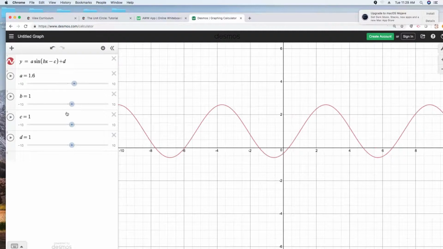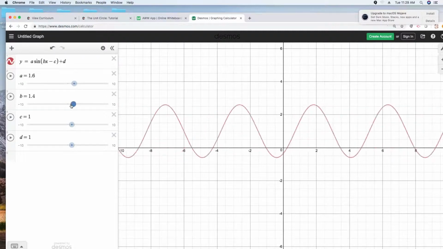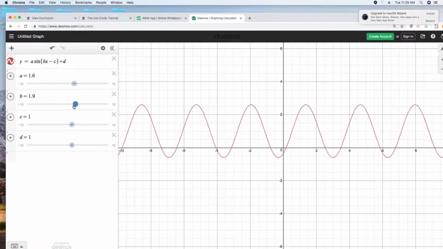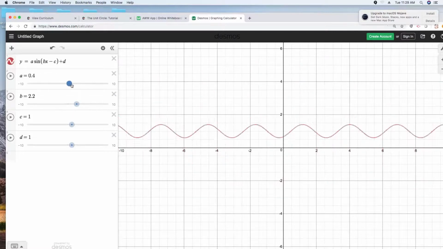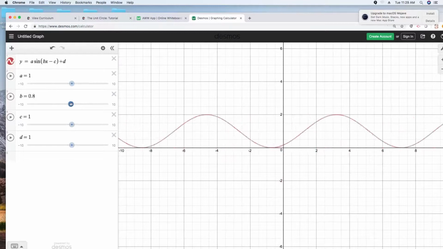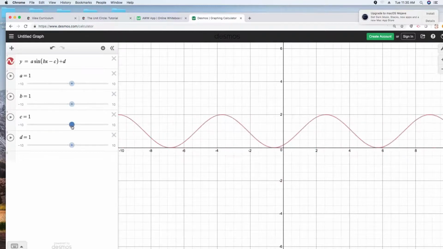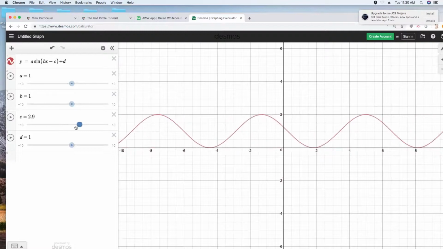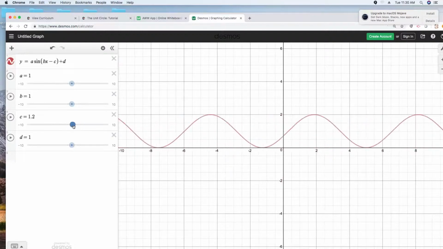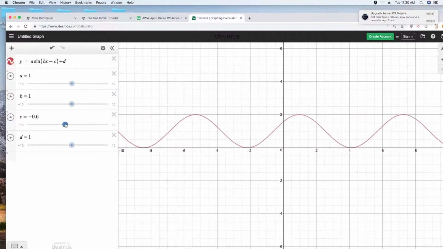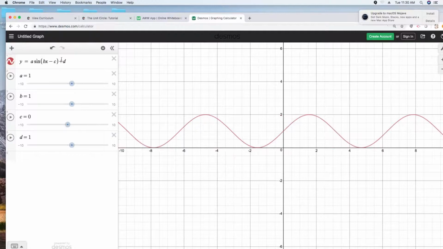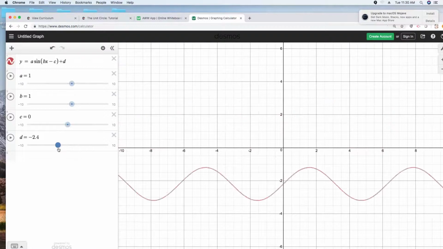Now, b is the horizontal stretch. So you're stretching it sideways. Sideways stretch, stretch up and down. Okay, I'm going to put it equal to 1. Now, c is the horizontal shift. On this tutorial, it's not called the horizontal shift. It's called the phase shift. Same thing, it just has a different name. And then d, any number that's outside of the parentheses, outside of the x, is going to be the vertical transformation, a vertical move.